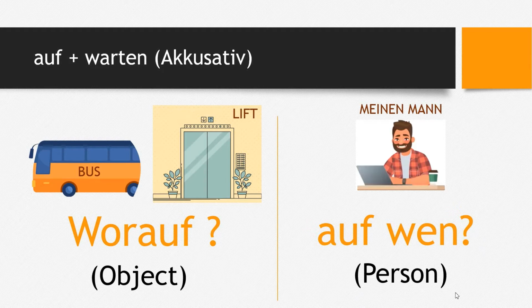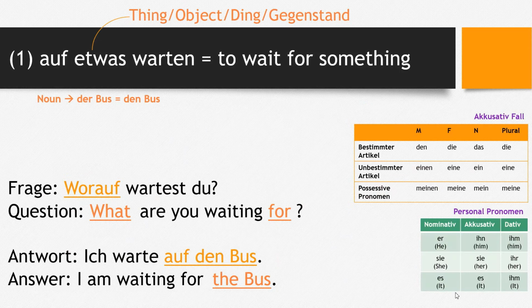Why have we used wen here? Because as you know, wen is the question in the accusative case. For example, if we are using the dative case, then the question will be wem. Yeah, w a und m, wem. Here we are studying the accusative case, and that's why we have used auf wen. So auf wen is the question when we are speaking about a person. Let's understand this in depth.